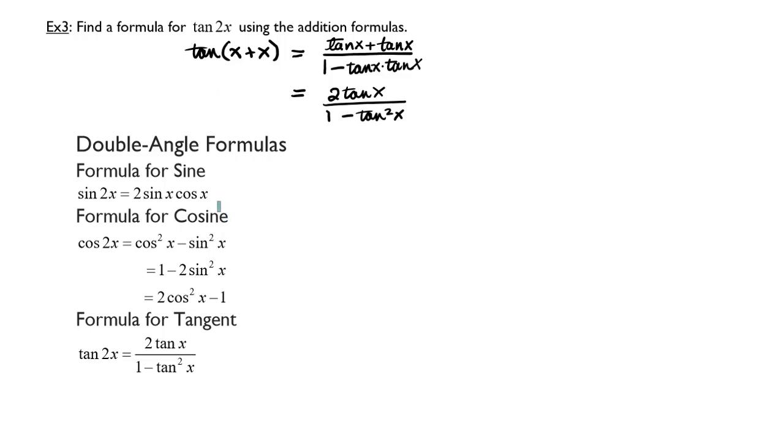The formula for sine is sine of 2x equals 2 sine x cosine x. The formula for cosine is cosine of 2x equals cosine squared x minus sine squared x, or 1 minus 2 sine squared x, or 2 cosine squared x minus 1. And the formula for tangent, as we just saw, is tangent of 2x equals 2 tangent x divided by 1 minus tangent squared x.